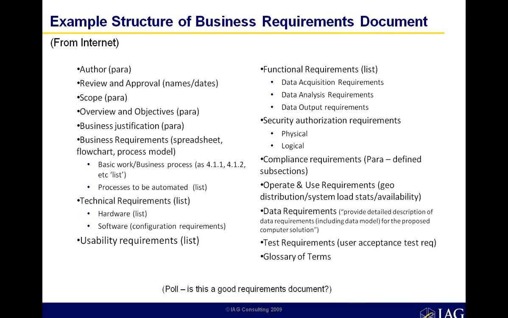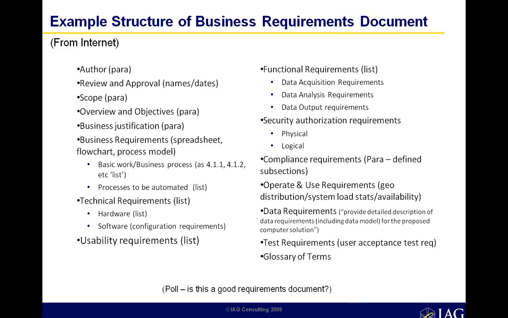Now, here's what they were talking about in business requirements. They said you can either use a spreadsheet, a flow chart, or a process model. We want you to describe basic work or business processes. If you are using textual, you need to describe basic work or business process as 4.11, 4.12, list, basically, etc. And then identify the processes to be automated, and that's, again, a list.